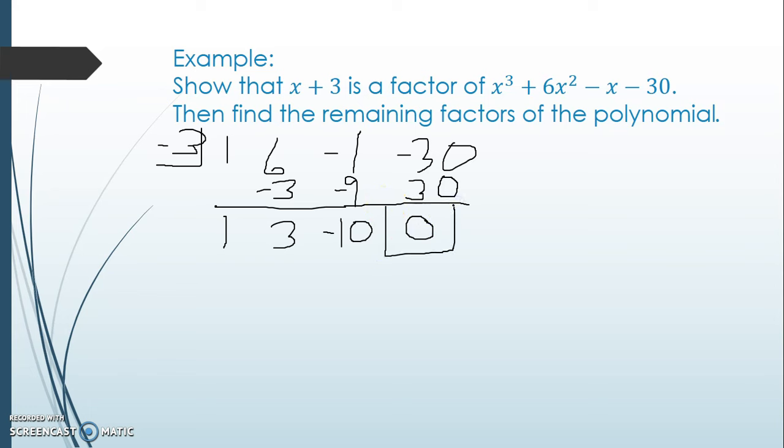So because the remainder is 0, according to the factor theorem, that means that x plus 3 is in fact a factor. And the good thing about doing this is that when I factor out the negative 3, I actually find another piece of my polynomial. So I end up with x plus 3 and x squared plus 3x minus 10.